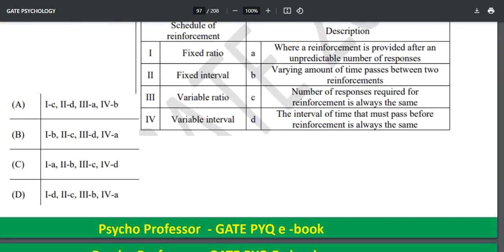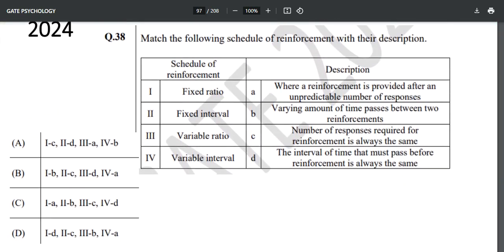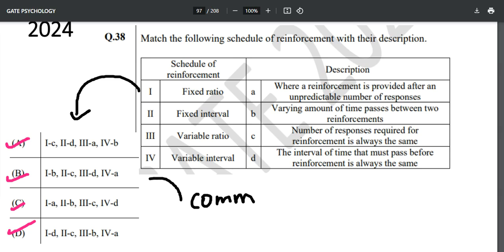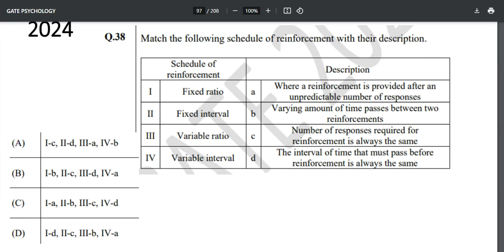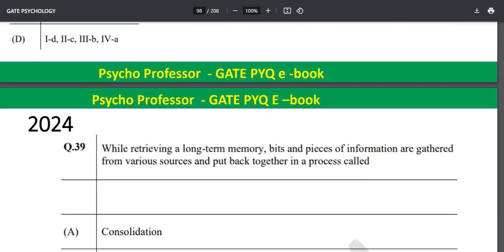Moving forward to the next one, this is our schedules of reinforcement. Simple one. You can just give your answer. I would like to know how many of you can answer this correctly. A, B, C, D. Please feel free to comment down below what is the correct answer for this particular question, because this is an important question and this might arise in the recent exam as well. Okay, it is an important one about schedules of reinforcement.